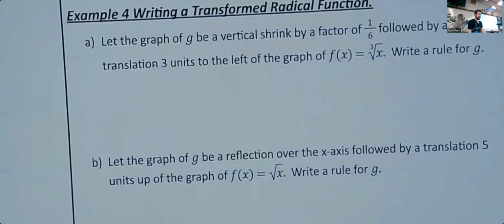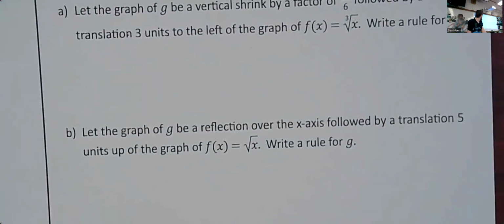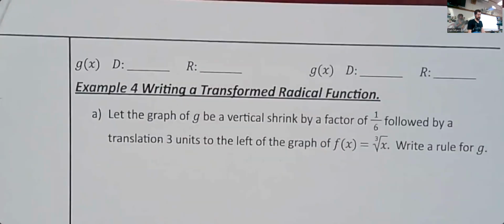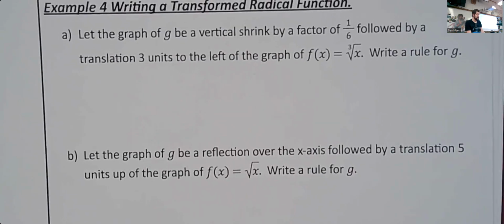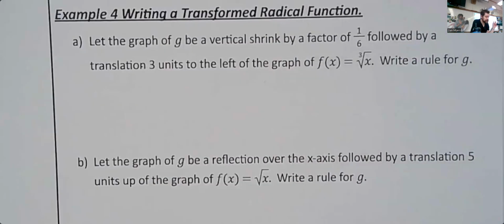Now we're going to be writing transformations. I would like you to try A and B on your own here. By the way, the g of x at the top here, we wrote that at the bottom of the previous page, so don't worry about that. So try A and B. You can use the chart from the previous page. Actually, no, let's do A together because I want to remind you of something.